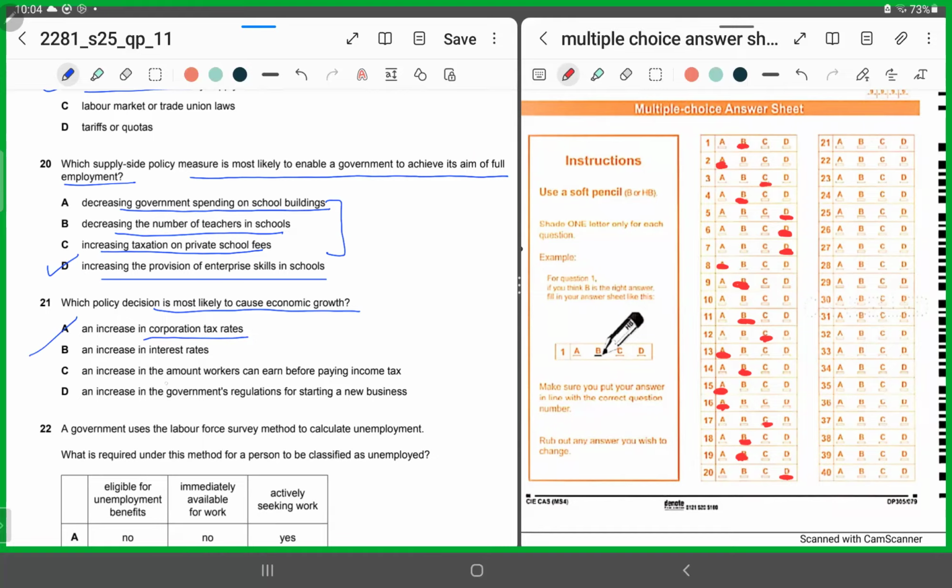Again, if you're going to increase interest rates, people are not going to expand. An increase in the government's regulations for starting a new business? Again, you're going to make life difficult for new entrants, you're going to discourage them. So you'll strike out A, B, and D. We're left with C. C says an increase in the amount workers can earn before paying income tax? Yes. So for 21, it has to be C.